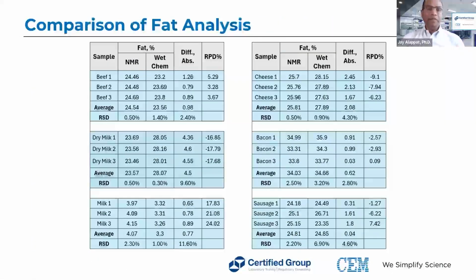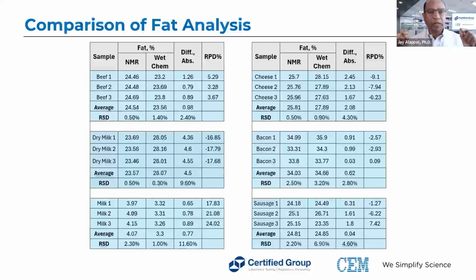Now again, this one is a kind of educational slide for me and our team. What you see here is a direct comparison of NMR with traditional wet chemistry across multiple food matrices. Overall, you will see excellent agreement between the two methods. But there are some differences, particularly in products such as cheese, milk powder, and liquid milk. I mean, these differences are actually very educational. When I do the NMR analysis and then the traditional wet chemistry analysis, we see some differences. This is the RPD difference for dry milk as well as for milk 1, 2, and 3. It's pretty high. So that is educational.